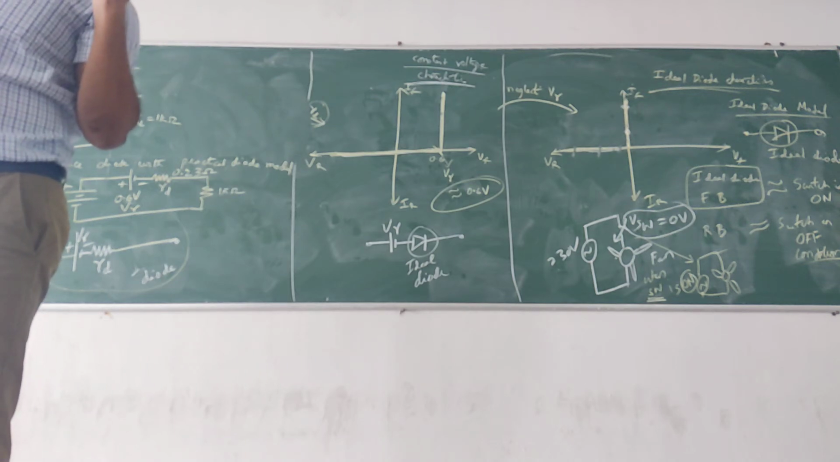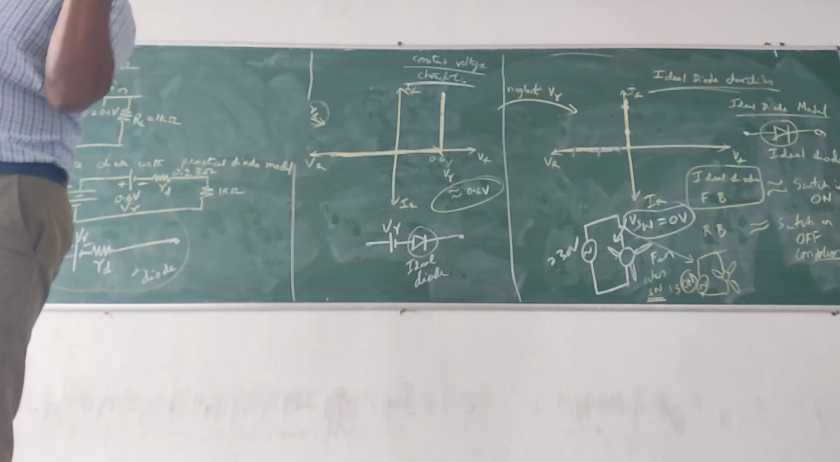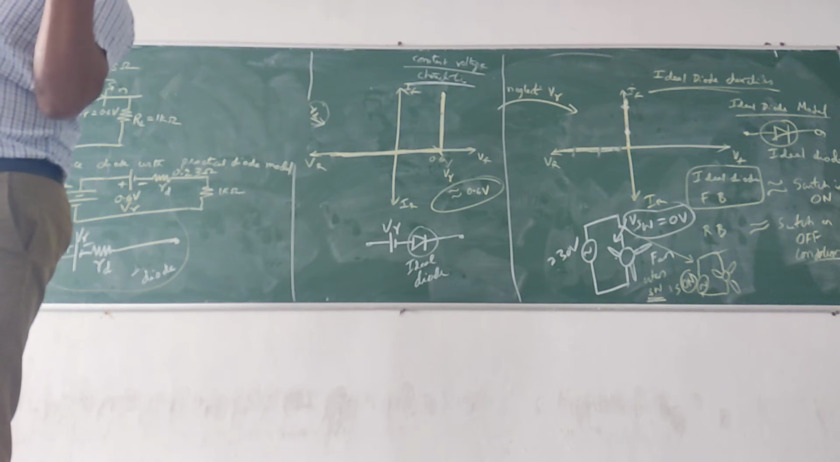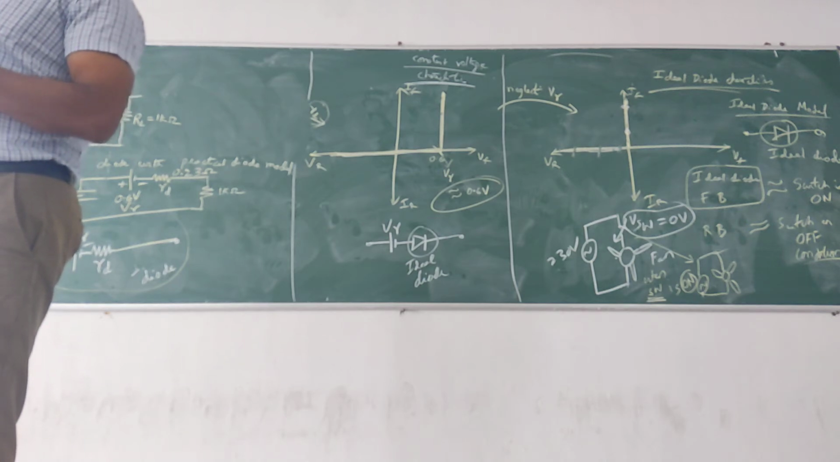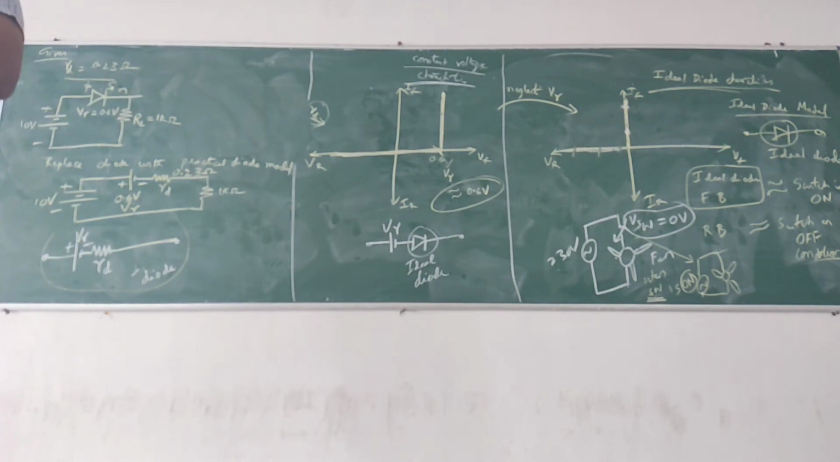Voltage across load resistor. Next, current, they are asking. What else are they asking? Three things they are asking. Read very carefully. Three things: current through the diode, next, voltage across the load resistor.